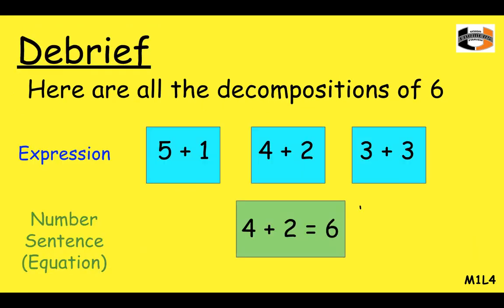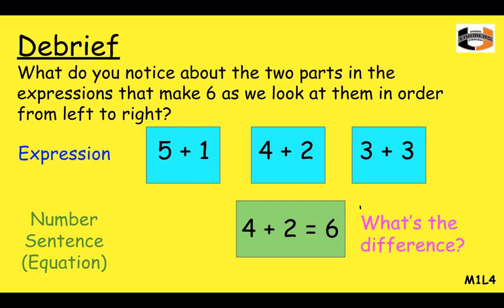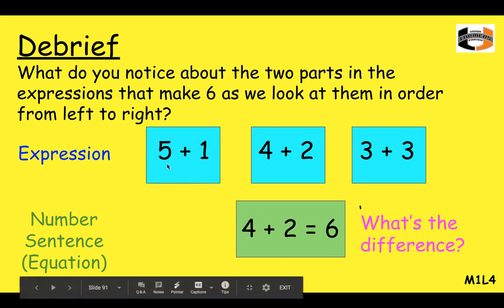We are already at our debrief. Here are all the decompositions of 6. That means ways that we make up 6 or ways that we break down 6. You see the expressions are 5 plus 1, 4 plus 2, and 3 plus 3. What do you notice about the two parts in the expressions that make 6 as we look at them in order from left to right? You notice something about these numbers?